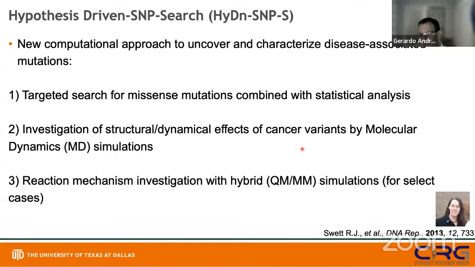And now what I will talk to you about is a couple of examples where we have applied hidden SNPs to find cancer mutations, and then another example where we have used computational simulations to develop a new anti-cancer drug.